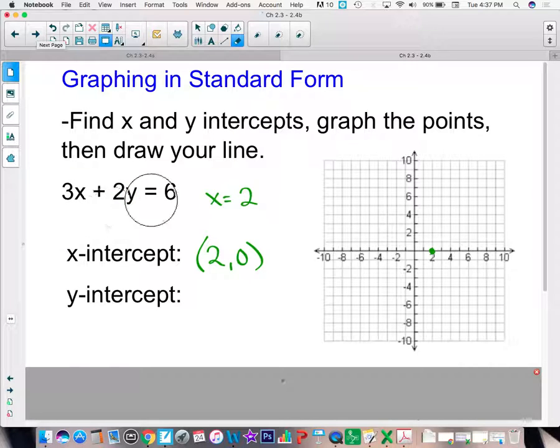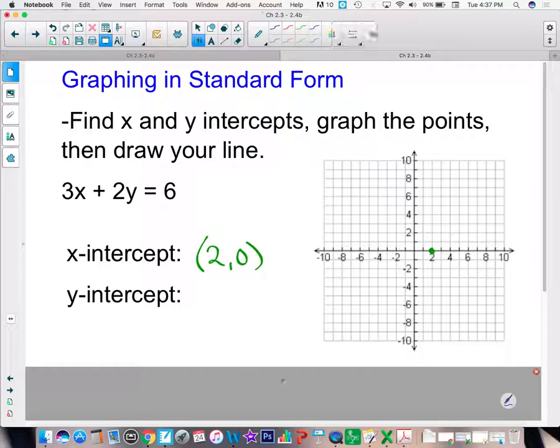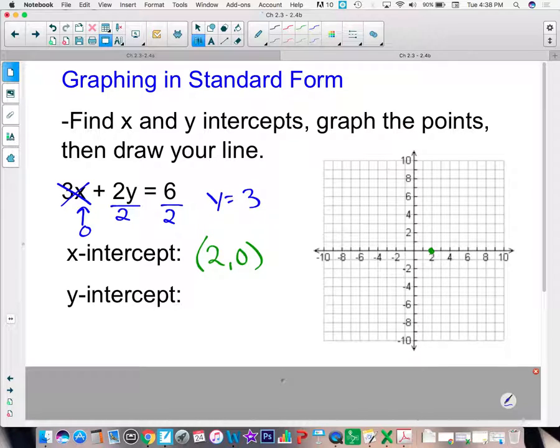All right, so that's half of it. Now we have to figure out our y-intercept. Just like with the x-intercept where we crossed out the y, with the y-intercept you can cross out the x, because x is going to be 0. Then we can solve that. Divide by 2, you get y equals 3. So that would be this point right there, which is (0, 3).